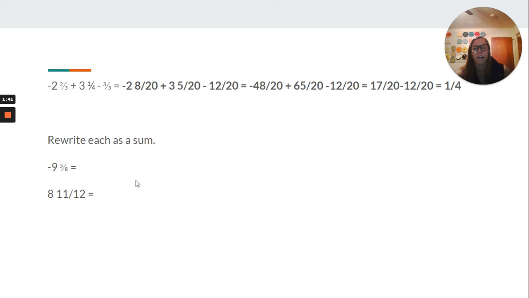And then we were rewriting sums of like one number. So we wrote it as negative 9 plus a negative 5/8, which is exactly the same. And then 8 plus 11/12.